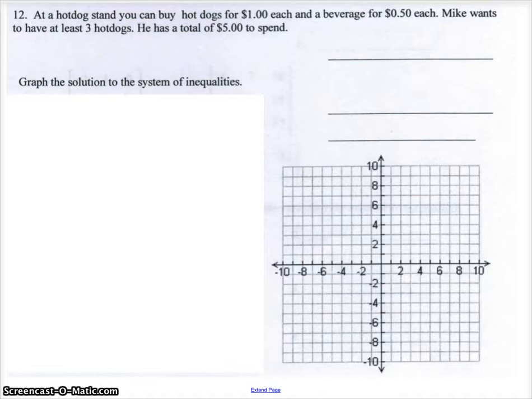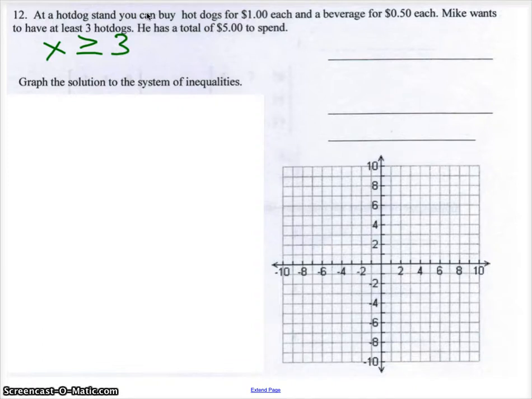So the first thing we've got to do here is make an equation. First thing is that Mike wants at least 3 hot dogs. And so we can say that his total number of hot dogs is X, and he wants that to be at least, so greater than or equal to 3. Second thing we know is that he has exactly $5 to spend.